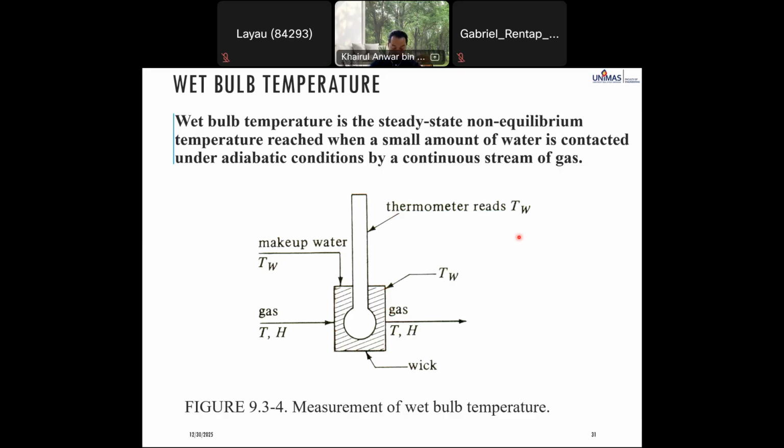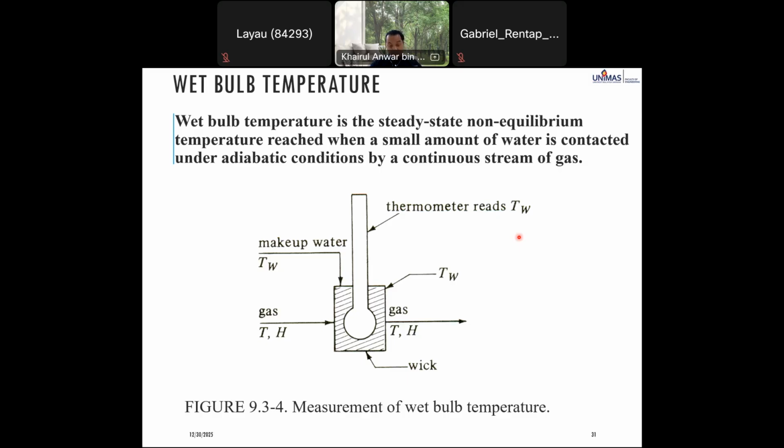So the method used to measure the wet bulb temperature. What is wet bulb temperature? Wet bulb temperature is defined as the steady state non-equilibrium temperature reached when a small amount of water is contacted under adiabatic condition by a continuous stream of gas. Since the amount of liquid is small, the temperature and humidity of the gas does not change, contrary to the case of adiabatic saturation, where the temperature and humidity of the gas are changed.